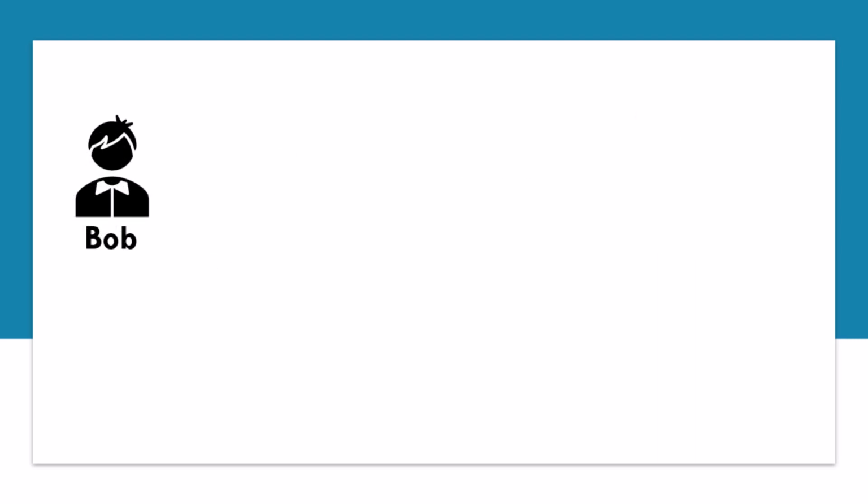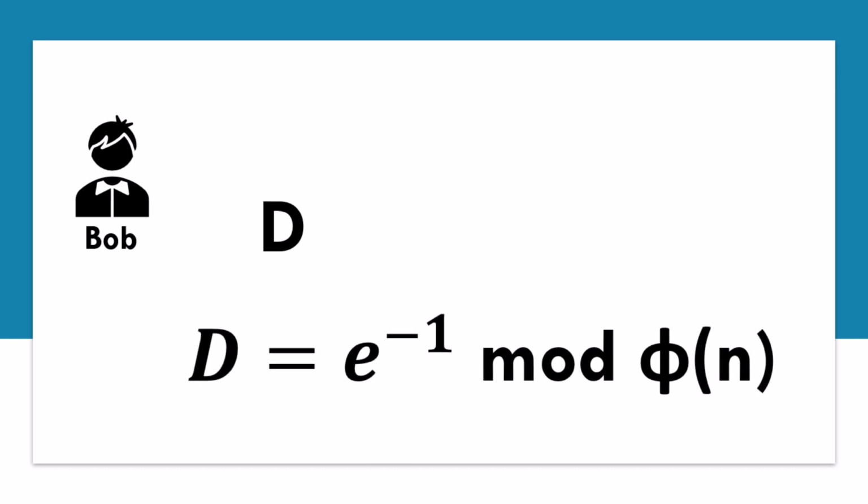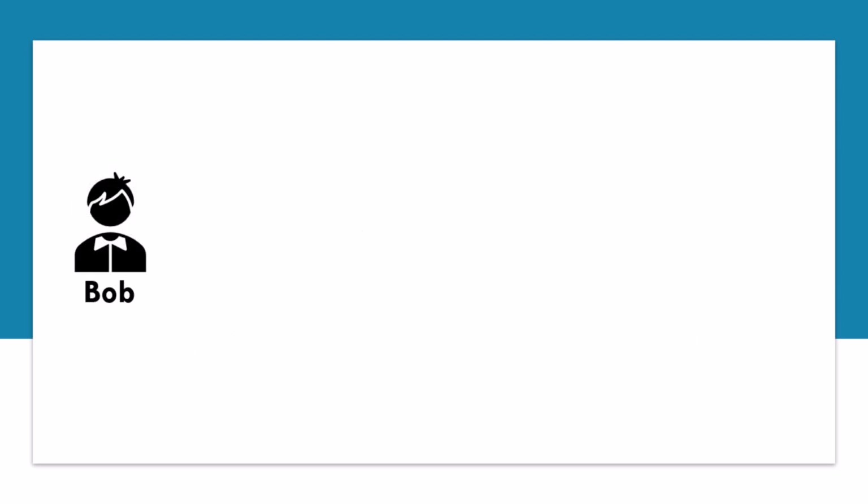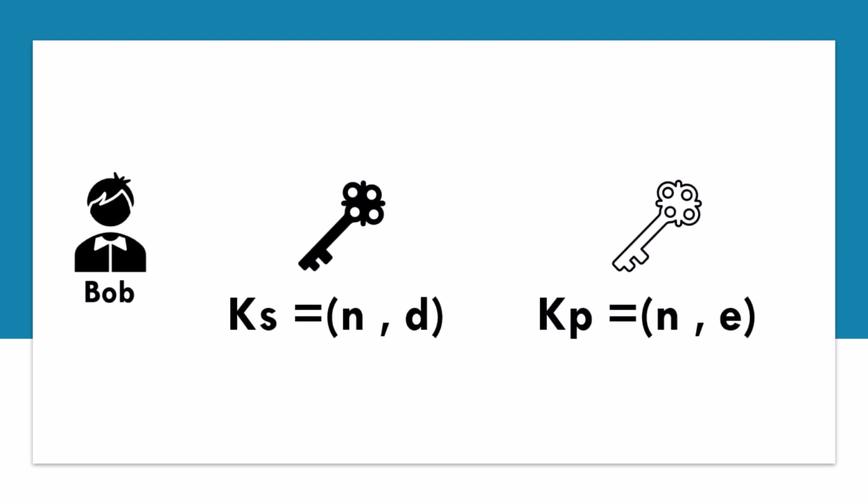Bob also finds a number, D, that satisfies the equation D equals E to the power of minus 1 mod φ(N). This is called the private exponent, and it is part of the private key. After all of this, Bob can make a private key from N and D and a public key from N and E. We have public and private keys, so we can do encryption and decryption.